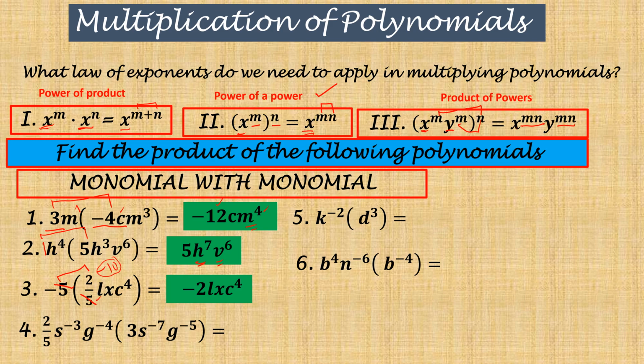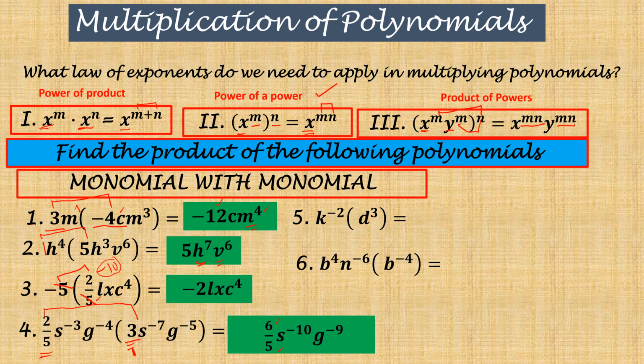Then you just copy all the variables, l, x, c to the 4. Okay, let us proceed to number 4. You have seen here the 2 fifths, and we have also the 3 in here. Remember, the 2 will be multiplied to 3, and you know it already that there is an imaginary denominator of 1, because every whole number is understood to have a denominator of 1. So 2 times 3 will give you a 6, while 5 times 1 is a 5. So the constant, we have 6 over 5.